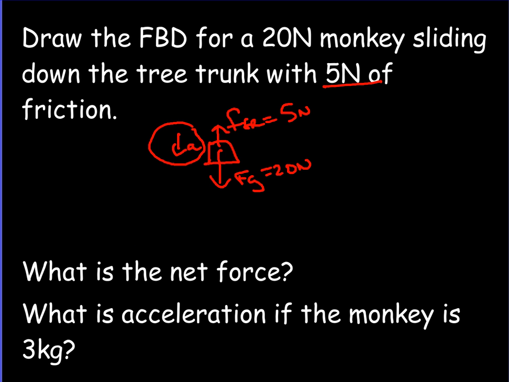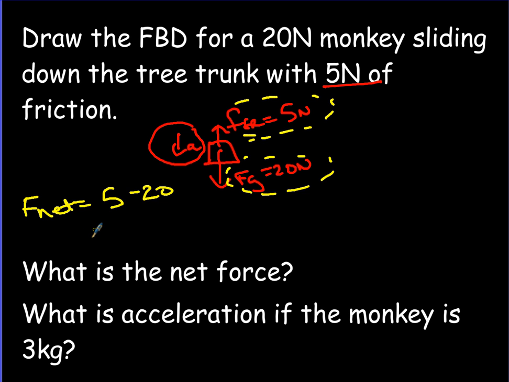What is his net force? Well, let me switch colors here. F net equals, let's see, what's going up? I have friction going up, so it's plus 5. And I have Fg going down, so it's minus 20. So the net force is negative 15 newtons. Now you know what? You're going to put in the step, because you want all the points, of friction minus Fg. You're going to give me the symbols first. So the net force is negative 15 newtons, which means the monkey is accelerating downward.